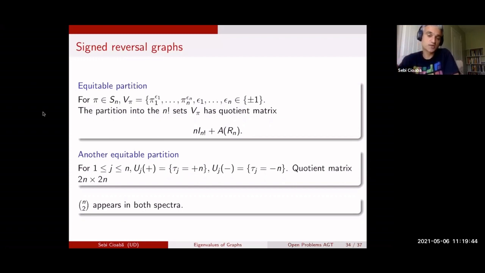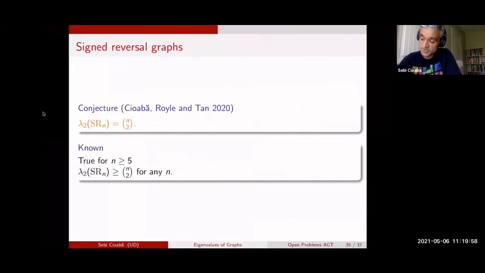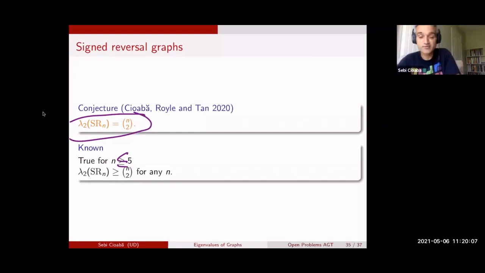You can also do another partition similar to the one that Chang and Tobin did. In all this, you get n choose two appearing in both spectra. By computation, it also seemed that n choose two is the second largest eigenvalue. It's true for n at most five. And clearly, because it's in these quotient matrices, you know the second eigenvalue is greater than or equal to n choose two.